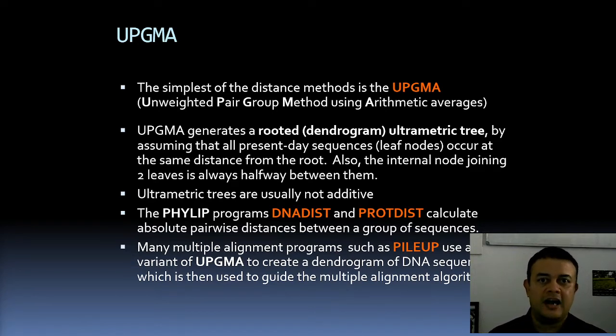Usually in a phylogram you draw the branch length proportional to the evolutionary distances, but in the case of UPGMA, because it is ultrametric with the same branch length, it is not proportional. So again, that is not good, isn't it? Phylip is a software that you can use for UPGMA. In Phylip, you can use DNAdist or protdist for protein-based or DNA-based UPGMA. And many multiple alignment programs like PyLab use a variant of UPGMA to create a dendrogram of the DNA sequences, which is then used to guide the multiple alignment algorithm.